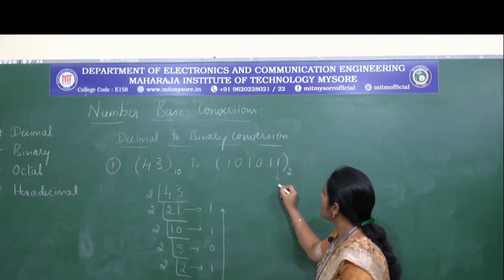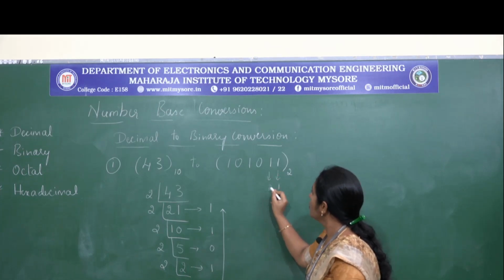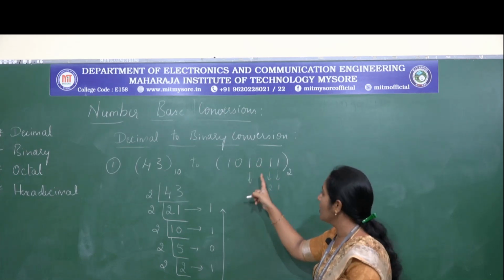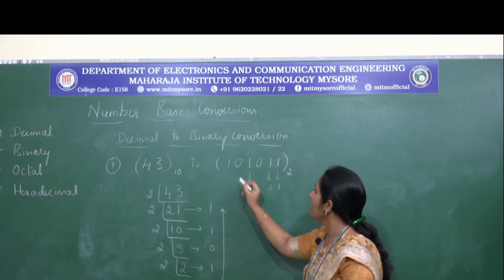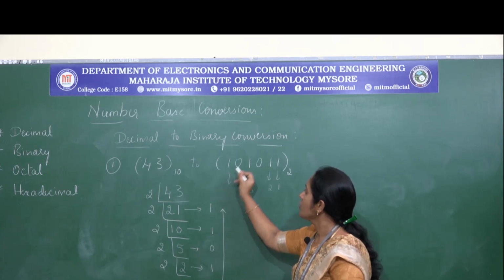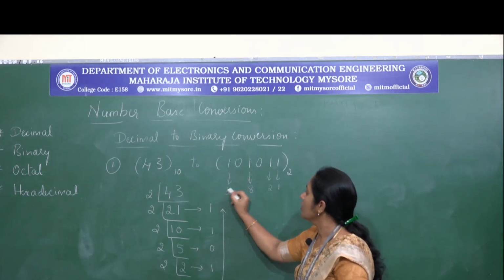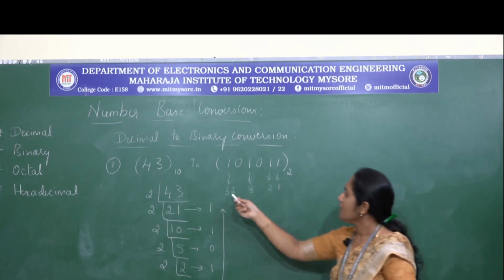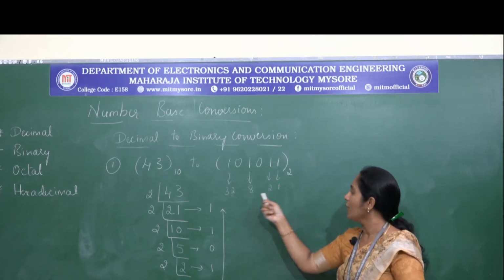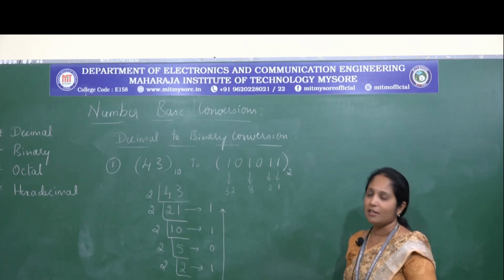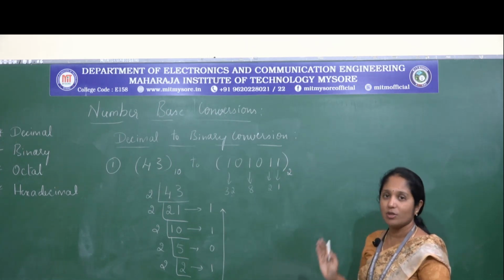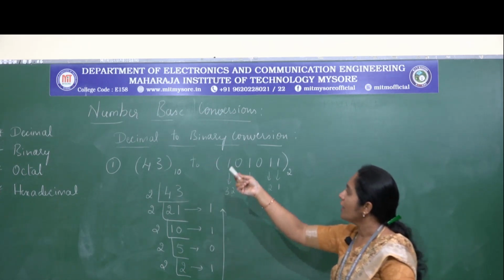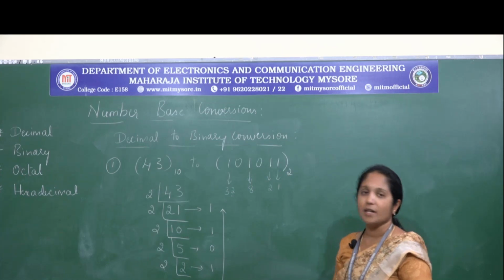So here it is 1, this is 2, and next we have 4. In place of 4 we have 0, so we need not consider it. Here we have 8, and the 16 place is also 0, so leave that. Next, 32. If you add up all of this, you should get back the decimal number. See here, 32 plus 8 is 40, 40 plus 3 is 43. Therefore, the conversion we have done is correct. That verification you can also do. So this is one example of converting a decimal number to a binary number.